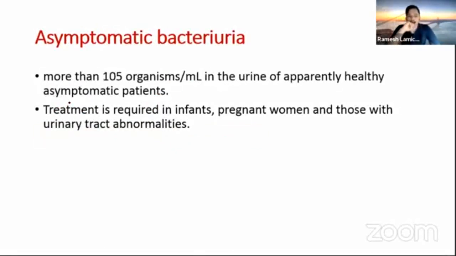Asymptomatic bacteriuria is the term. There are 10 to the power 5 organisms per mL in the urine, but the patient is asymptomatic. Treatment is generally not required, except that we have to give treatment in infants, pregnant women, or those with urinary tract abnormalities. This can later develop into pyelonephritis, so we have to give the treatment.